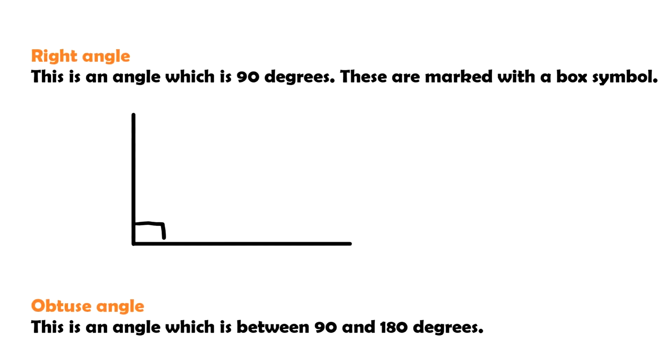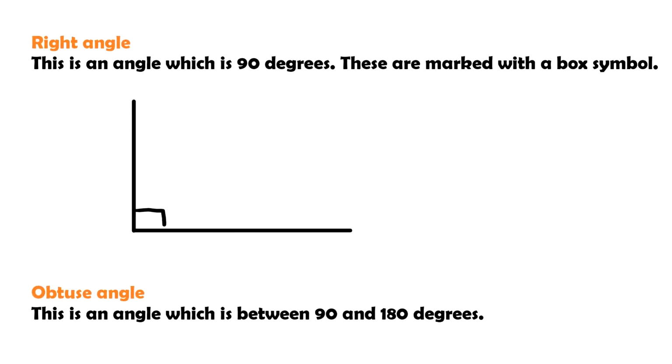If we look at the next one, we have possibly one of the most common and unique angles you'll come across. We know this is called the right angle, and this is an angle which is exactly 90 degrees. The thing that makes these stand out is that these are marked with the box symbol down here. So if you see that symbol, you know you're dealing with a right angle.